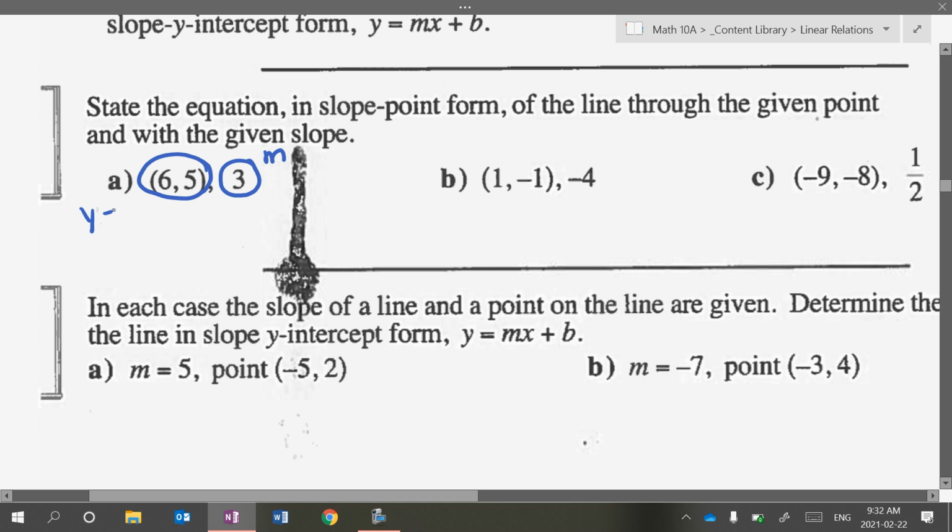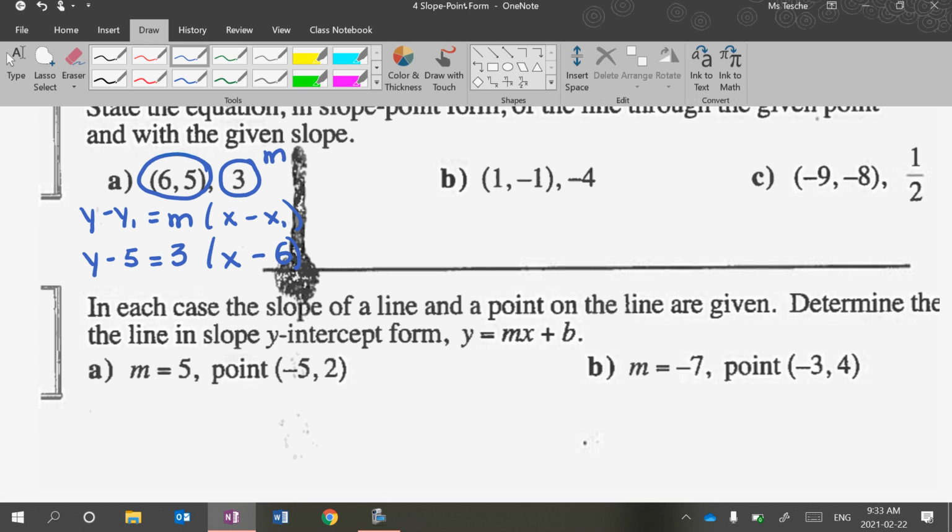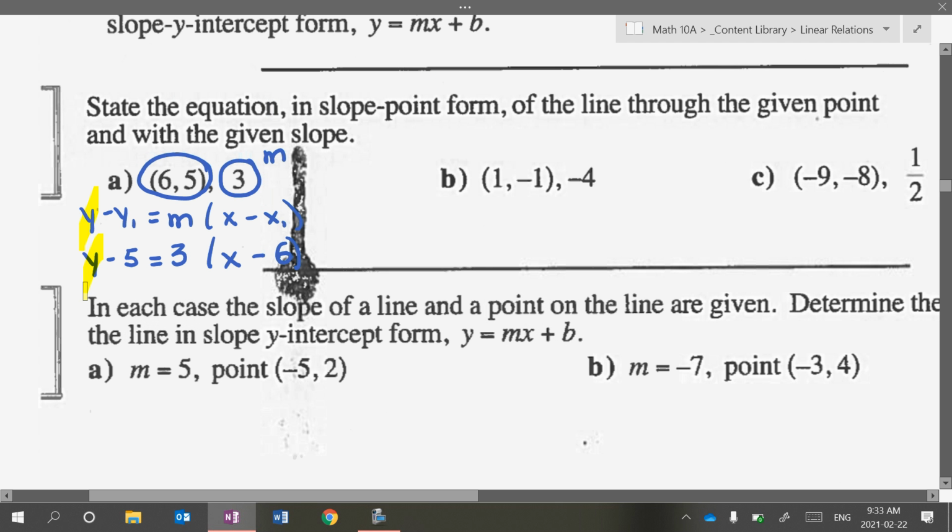So our general equation is y minus y1 equals m times x minus x1. Well, all you're going to literally do is replace those values. So I'm going to replace y1 with the 5. I'm going to replace my slope with the number 3, and then I have x minus 6. So your y and x, those stay the same.